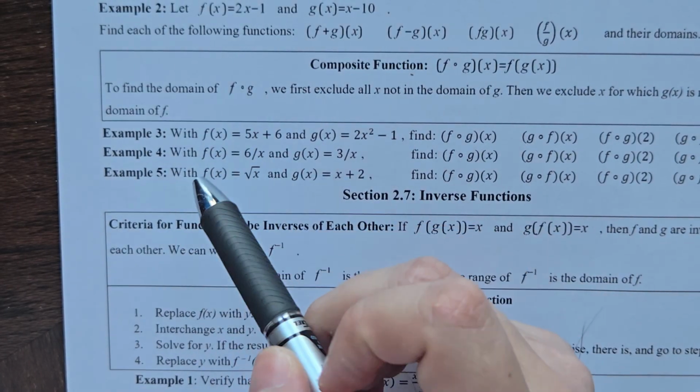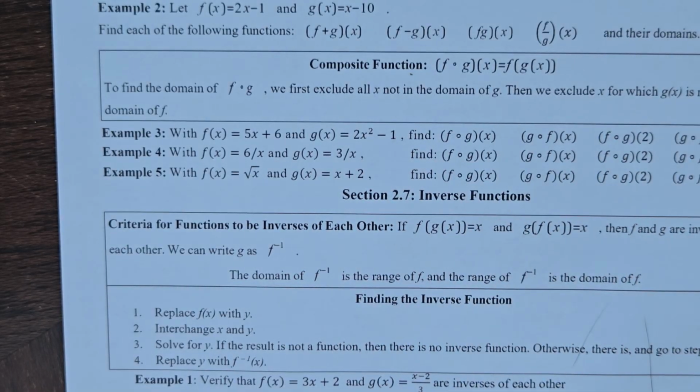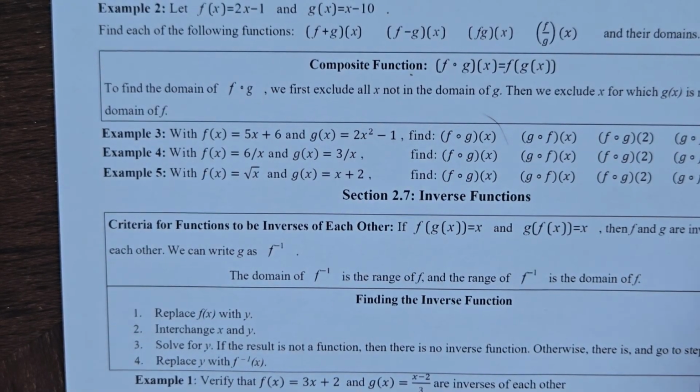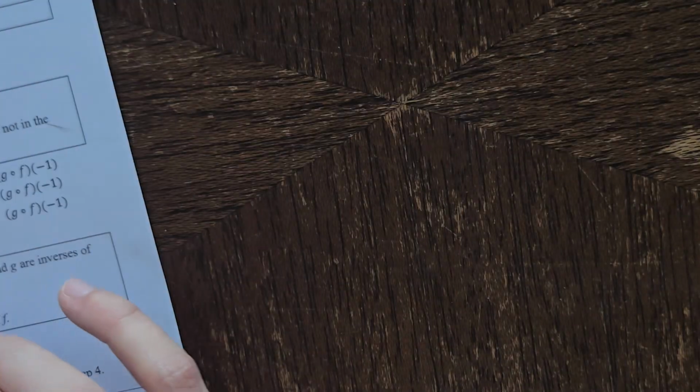To find the domain of f of g of x, we first exclude all x not in the domain of g, then we exclude x for which g of x is not in the domain of f, and we'll talk about that a little bit more in a moment. First, let's go ahead and work through some of the examples of just generally combining these guys.